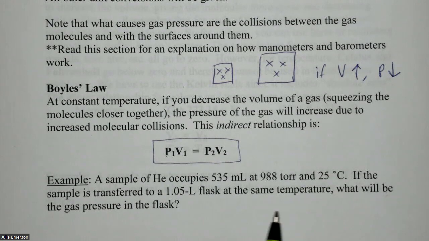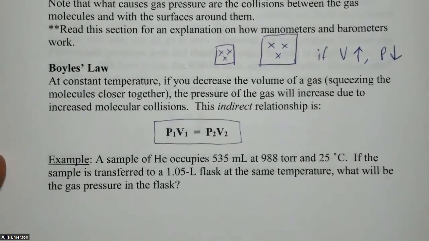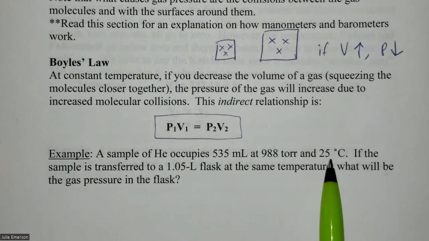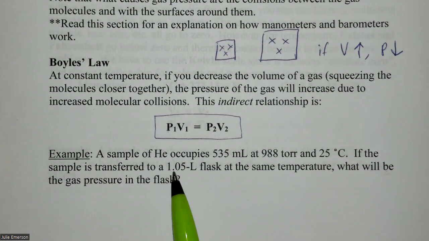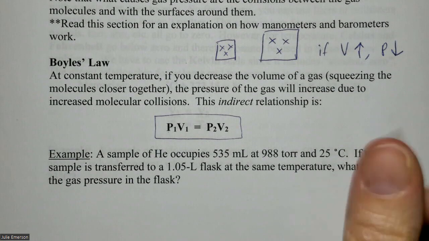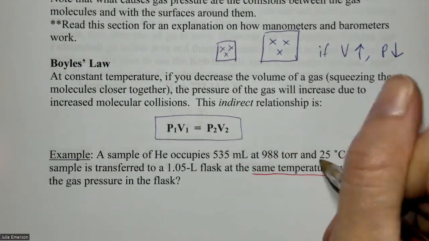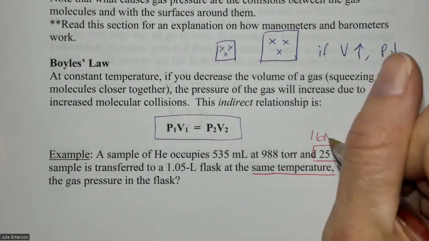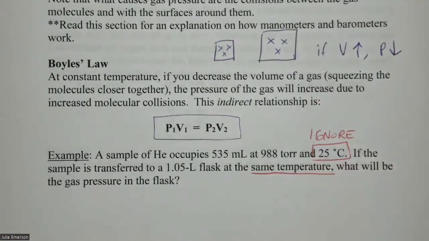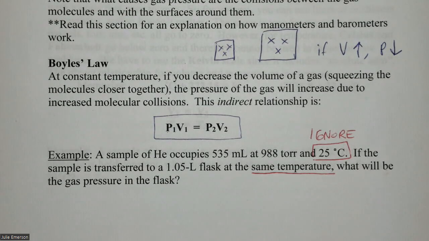So the first example says, we've got a sample of helium gas at 535 milliliters, 988 torr, 25 degrees Celsius. The sample's transferred to a 1.05 liter flask, constant temperature, and we want to know what the new pressure will be. So first thing, if the temperature doesn't change, that means we can ignore it, right? The only time it would matter is if the temperature changed. Then I would have to factor that into my equation. But if it's constant, then we don't have to worry about it.